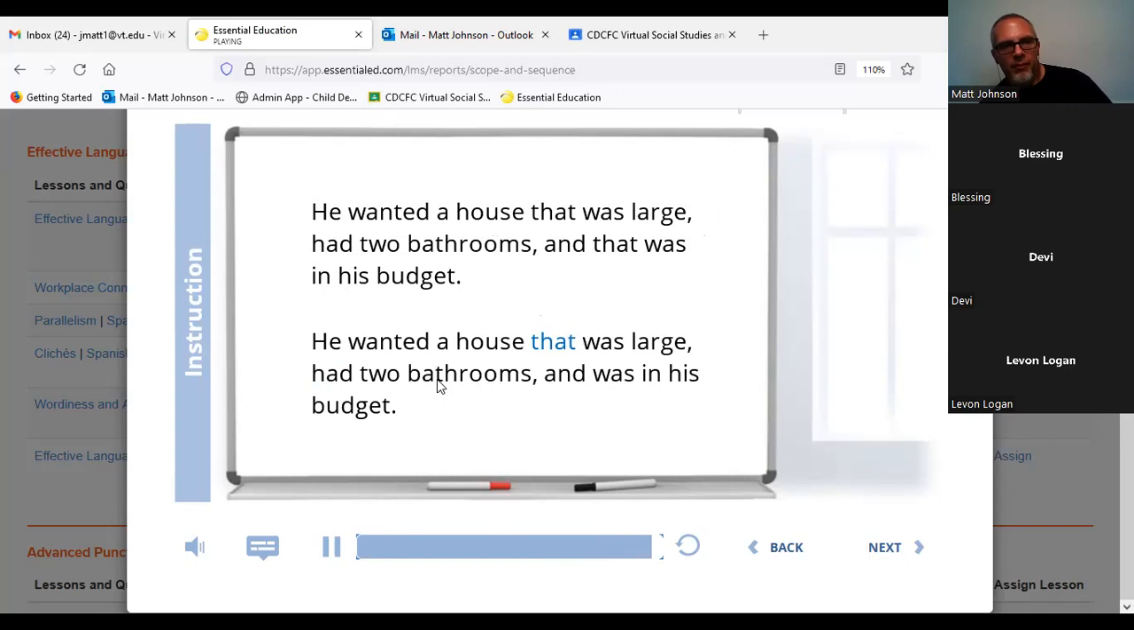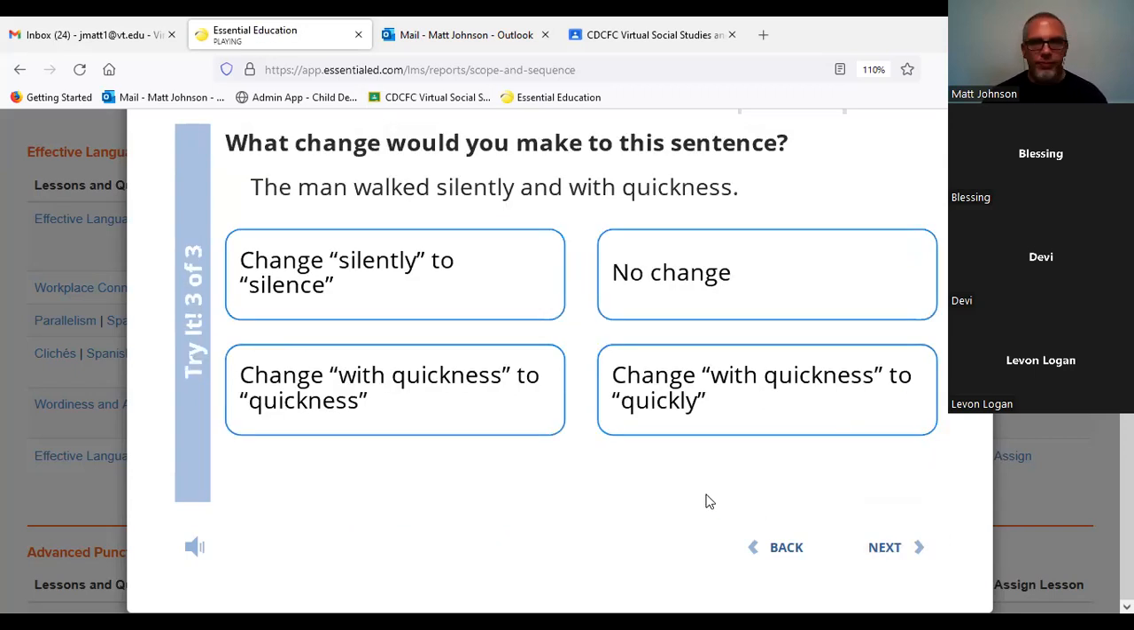So, do you have the hang of parallelism? Just make sure when you have a series or list that the items match. Yeah, that's the idea. Parallelism is just making sure everything is balanced and matches. Let's take a look here. What change would you make to this sentence?